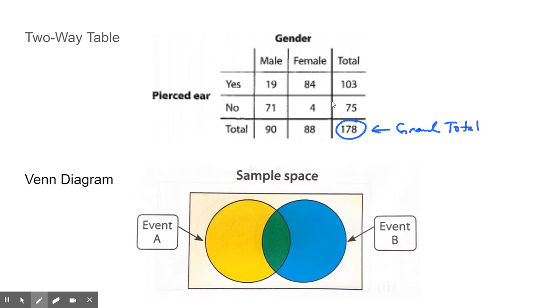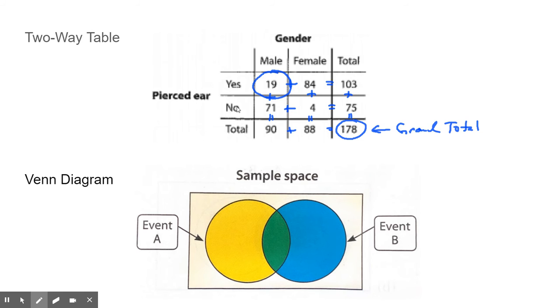So notice here in this two-way table, this bottom 178, this is the grand total. So there were 178 people that were looked at in this survey sample. So in this two-way table, every row equals its total, even down here, and every column equals its total, even here. So keep that in mind as you are looking at this. And again, each of these boxes in here represents someone who has 2 characteristics. So these are 19 males with pierced ears.